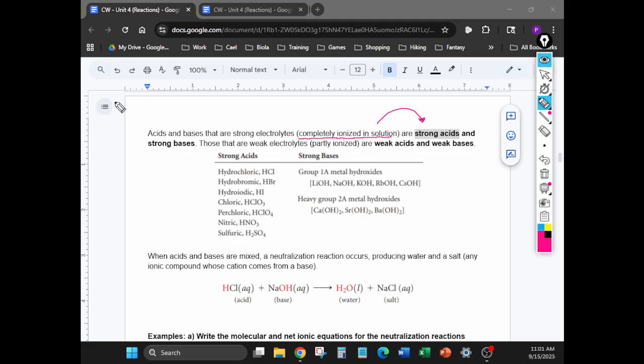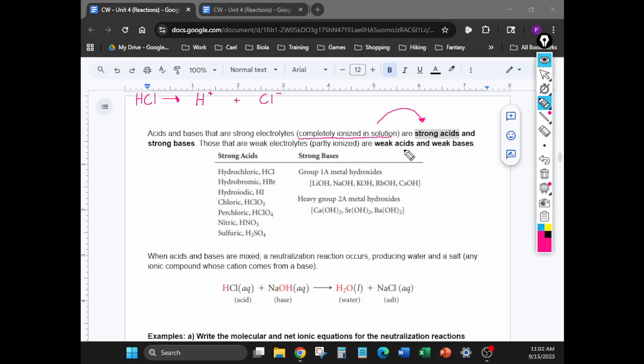For example, an example of a strong acid is HCl. If you put HCl inside of water, basically 100% of the HCl molecules will break up into H plus and Cl minus. Okay, 100% dissociation. That's what a strong acid is. And the same thing for bases as well. There are strong bases as well. They're the ones that 100% dissociate.